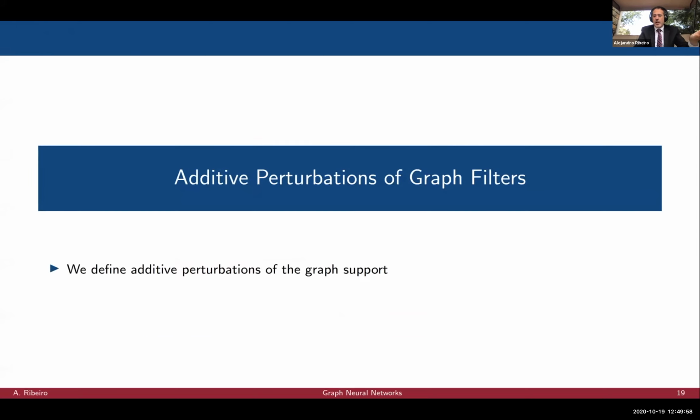Now, with these preliminary definitions in place, I have discussed permutation equivariance, Lipschitz filters and integral Lipschitz filters. These are a preliminary discussion for what I'm going to do now, which is to study additive perturbations of graph filters.